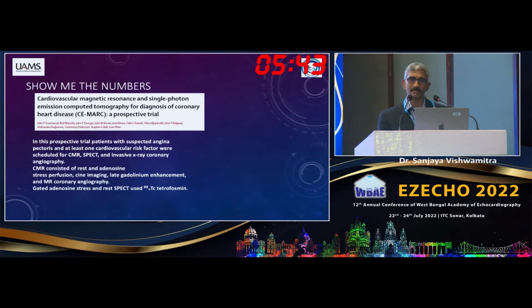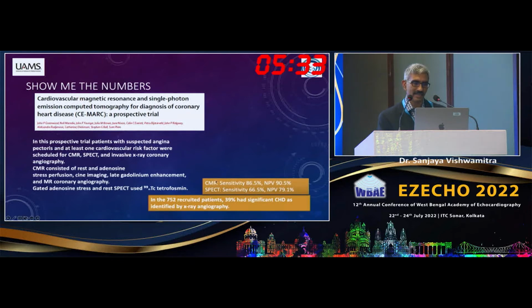I've shown you some sensitivities and specificities from the ischemia protocol, from the perfusion imaging, and now I'm going to repeat a couple more from the viability side. On the viability side, the sensitivity is about 87%. The negative predictive value is about 91% in this particular CMARC trial, which looked at about 752 patients, of whom almost 40% had significant coronary artery disease.